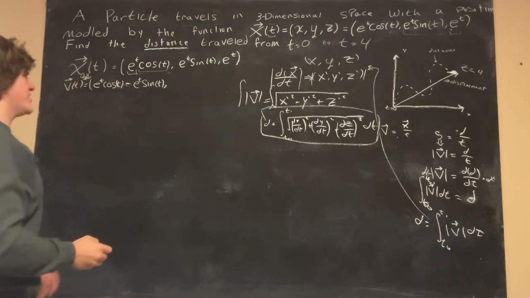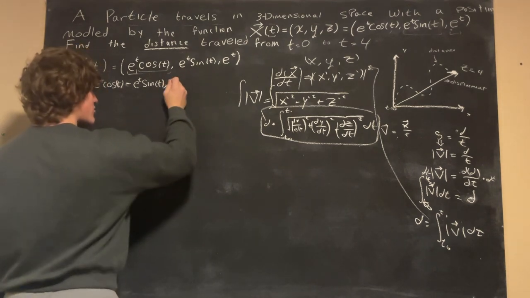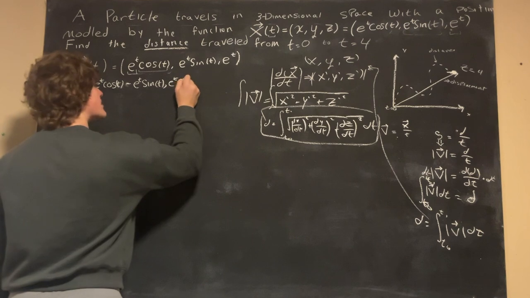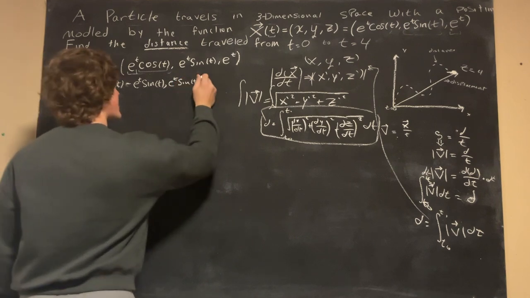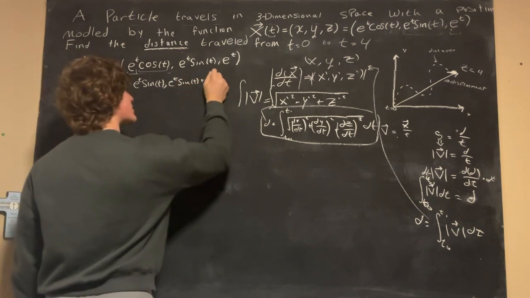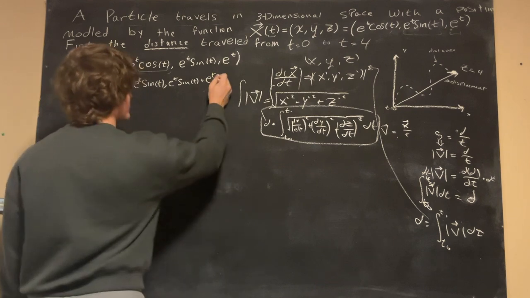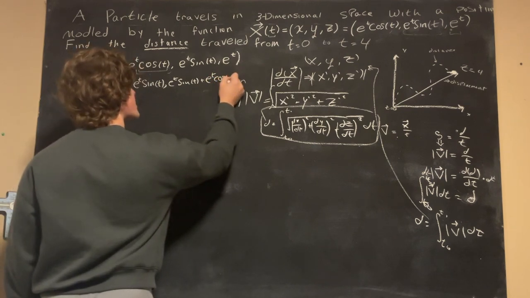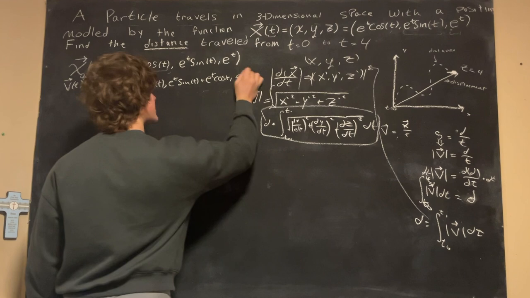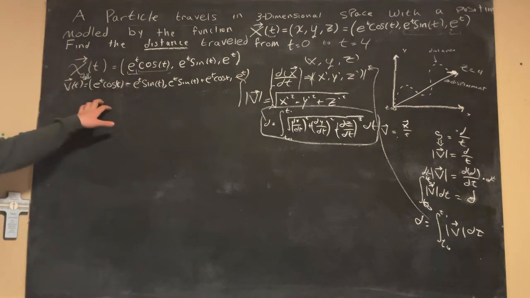Now we do the same thing over here, so we leave e to the t times sine of t, then we add e to the t times the derivative of sine of t, which is just positive cosine of t, and then the derivative of e to the t is just e to the t. So this is our velocity as a function of time.